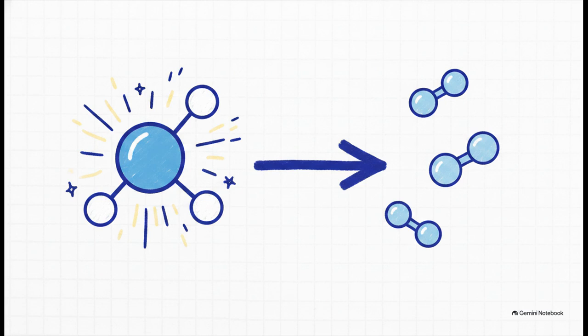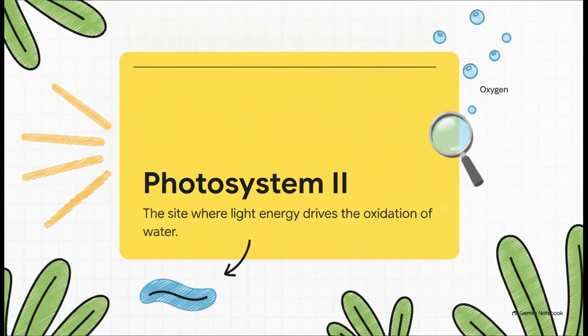Okay, let's really dive into this, because uncovering the actual mechanics of how a plant pulls this off is just absolutely fascinating. To understand this incredible process, we have to zoom way in on a highly specialized protein complex inside the plant called Photosystem II. Think of this as the plant's biological engine room. This is the precise location where light energy is harnessed to literally drive the oxidation, which is just a fancy way of saying the chemical breaking apart of water molecules. It's the very first critical step in the chain reaction that keeps life on Earth breathing.